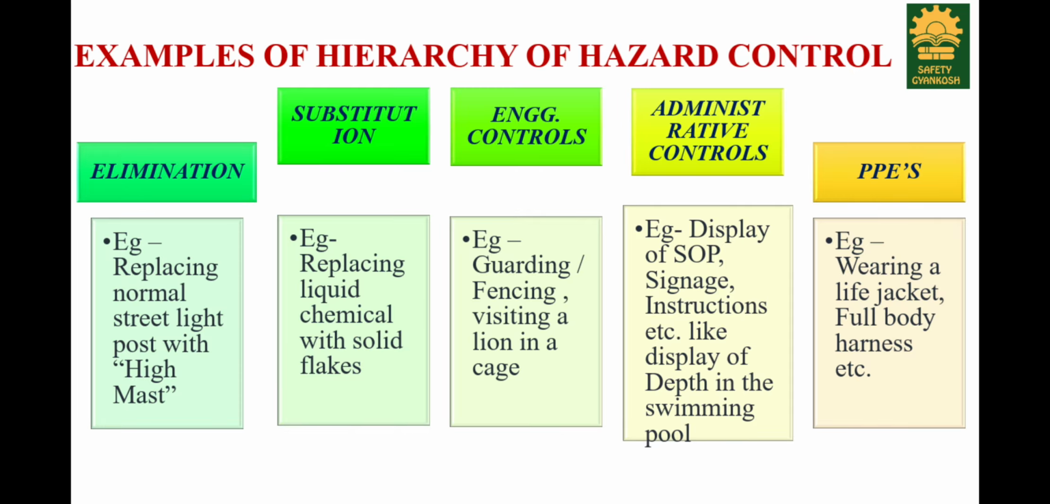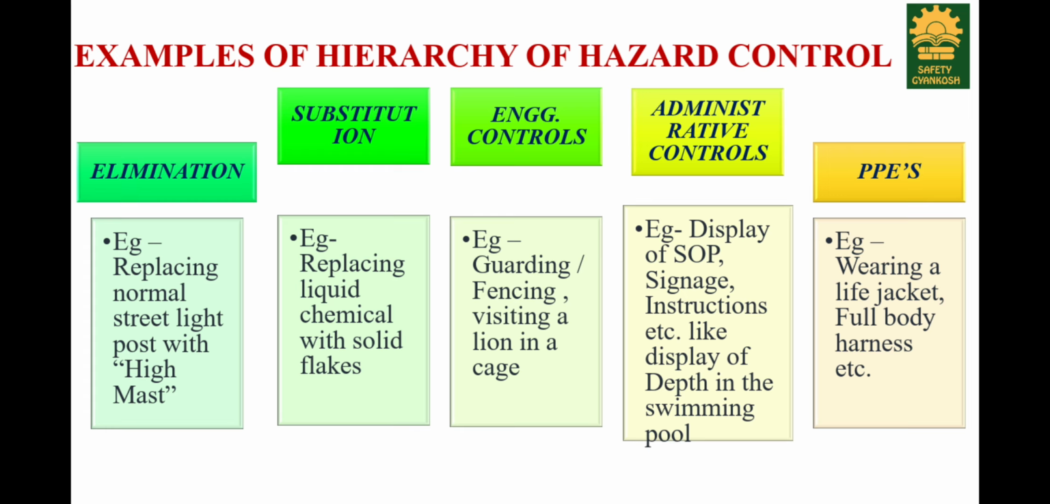So see, elimination. What can be the example of elimination? Replacing normal street light post with high mast. In earlier times, the street light post was just a simple post and the light is fixed to it, and when the light is damaged, a person climbs the street post to change the bulb. So there is a chance of the person falling from the height or the material falling as well. So what can be done?